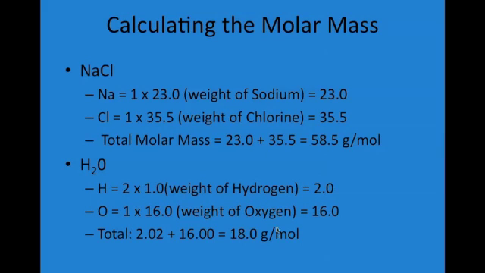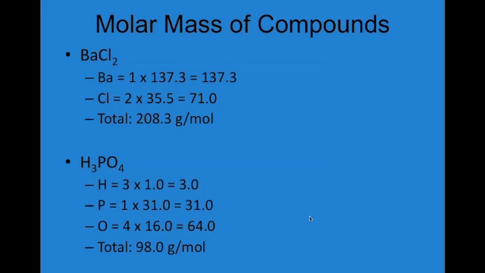Here's a couple more. We got BaCl2. Notice that I have 1 barium, so I multiply it by its weight, which is 137.3. That's from the periodic table. Chlorine, again, is 35.5, but this time I have 2 of them, so I multiply it by that. I got 71, for a grand total for BaCl2 being 208.3 grams per every 1 mole. Now, if I wanted to know what 2 moles of this substance is, I would simply multiply the weight by 2, because I'm looking for the entire compound.